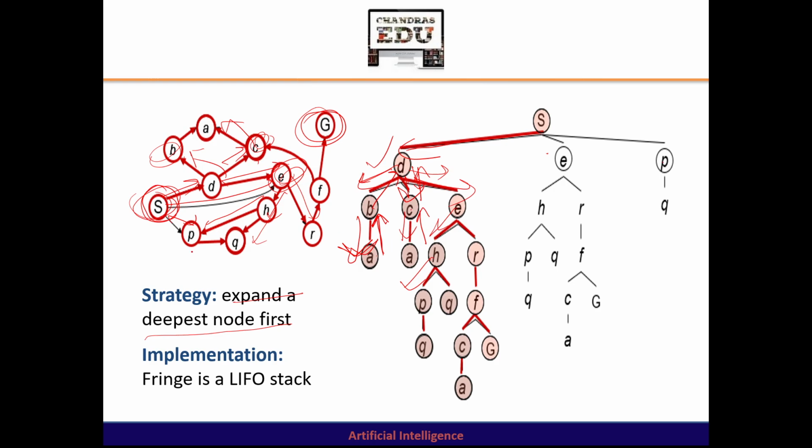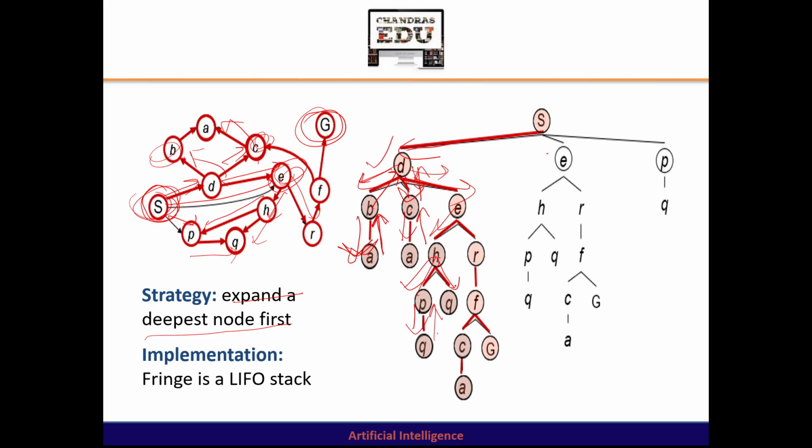From P we have only a direction to Q. So even this is not the solution. Q is also not the solution. So it will go back to P, but there is no other path from P. So it will go back to H, and from H, what is the other path left over? P we have already covered. The other path is nothing but Q.